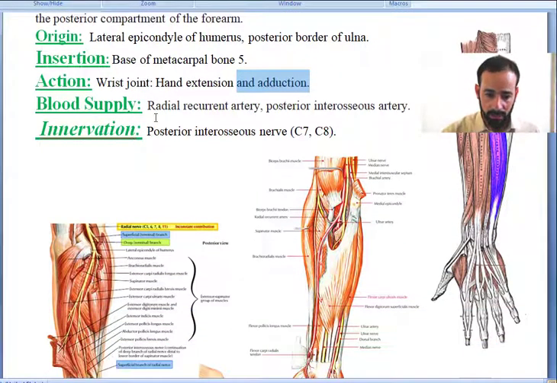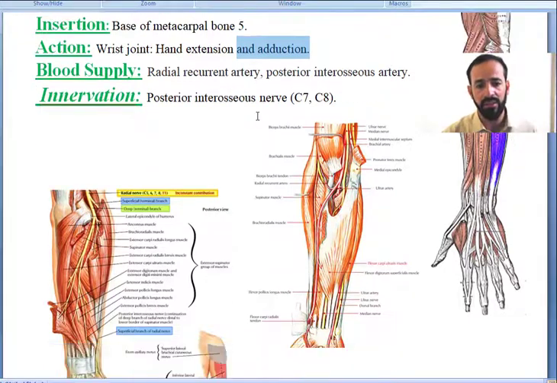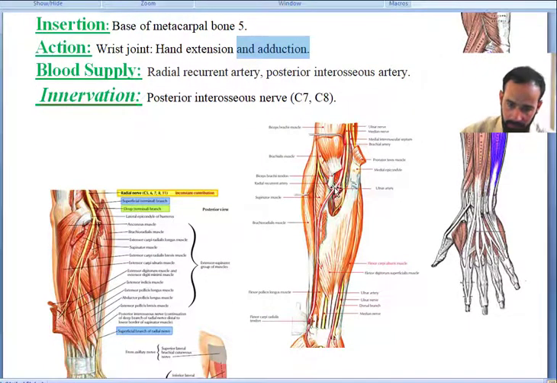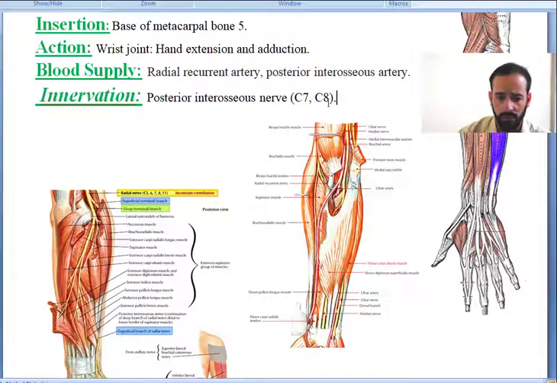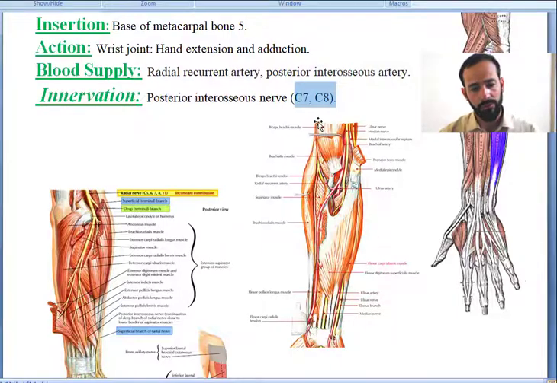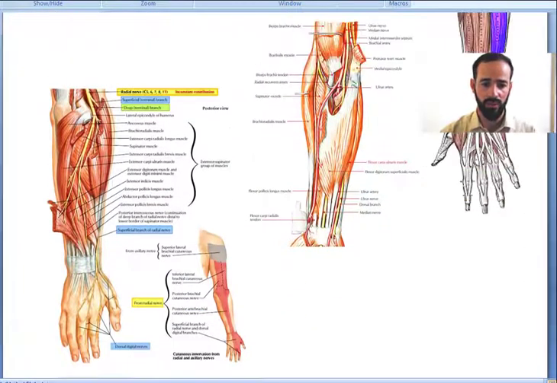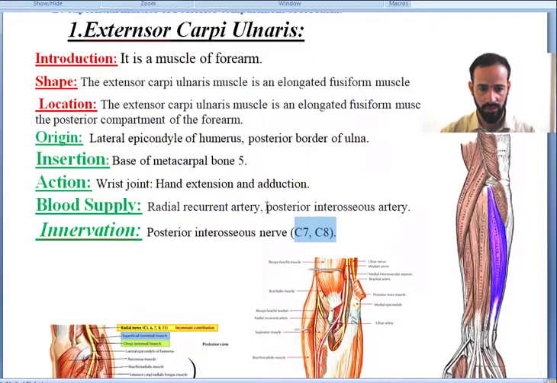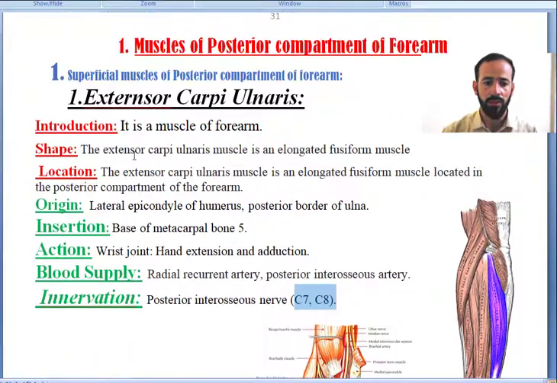And then what is its blood supply? It is supplied by the radial recurrent artery and the posterior interosseous artery, right? And it is innervated by the posterior interosseous nerve, which comes from the C7 and C8 nerves, right? So in this image you can find all of these important points that I have written.